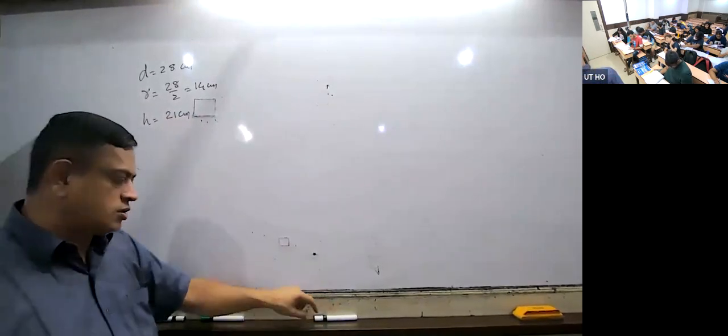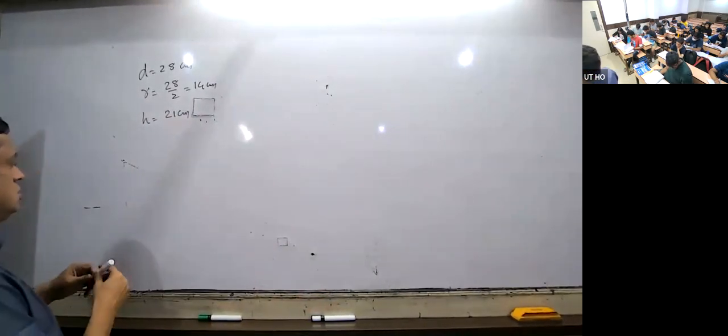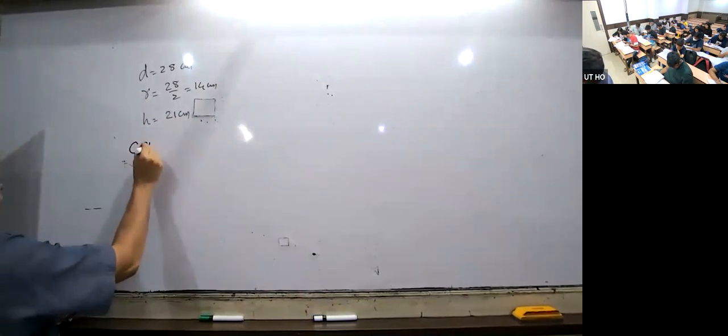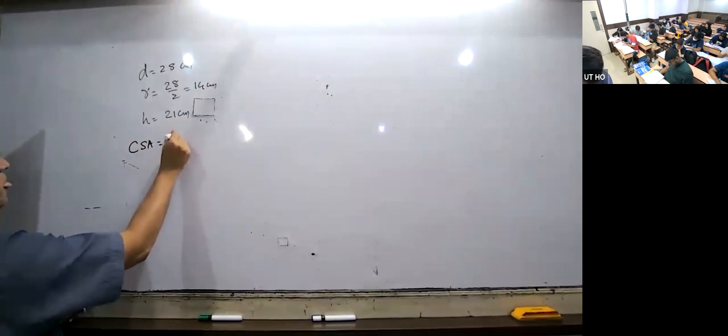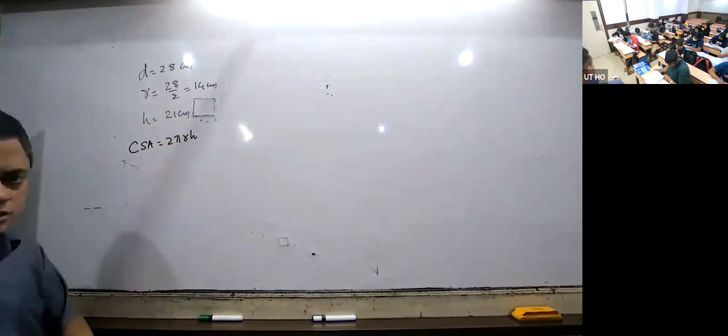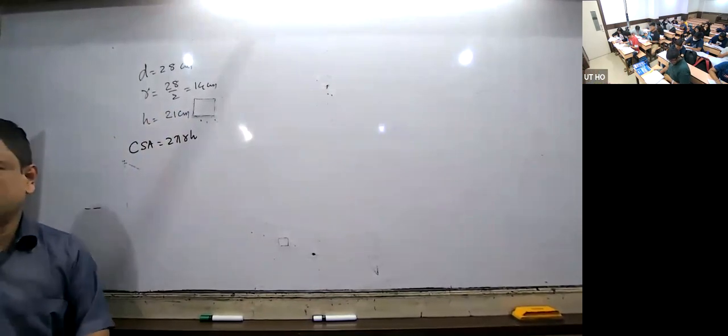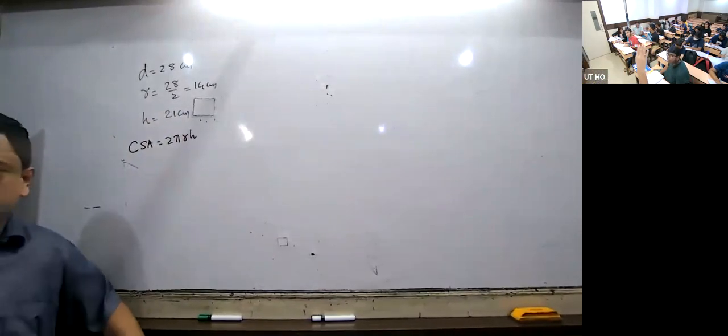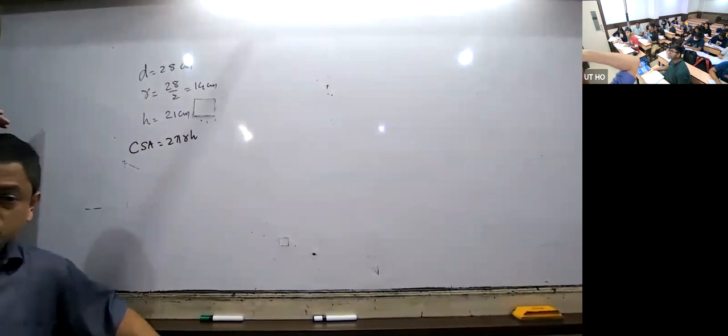What is the first value you have to find out? Curved surface area. What is the formula for curved surface area? CSA is equal to 2 pi RH. What is the value of pi to be taken? 22 by 7.